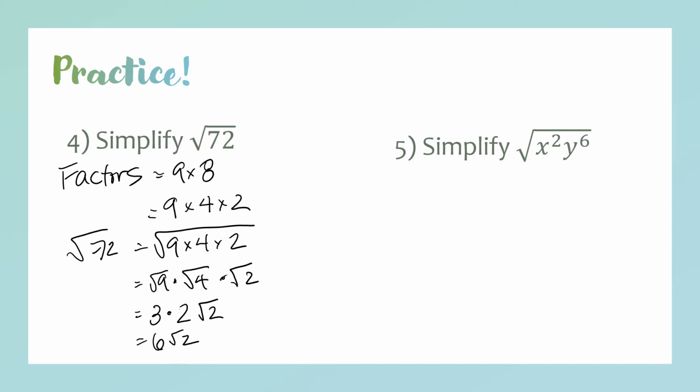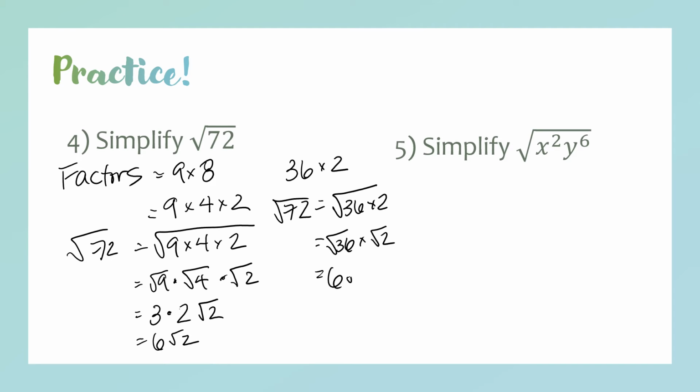Now you're probably saying, Ms. Shope, I didn't see that one. I saw this one. 36 times 2 is 72. Yeah, it totally is. So if I want the square root of 72, I could say square root of 36 times 2, which is the square root of 36 times the square root of 2, which is 6 root 2. So it doesn't matter which way I go, I get the same answer.